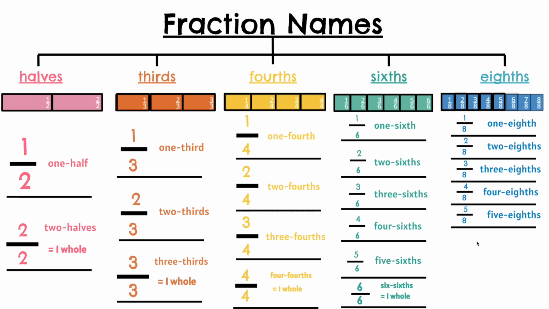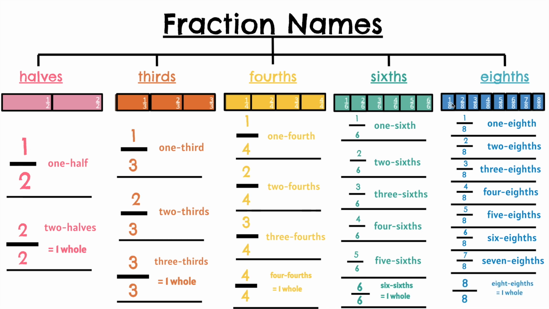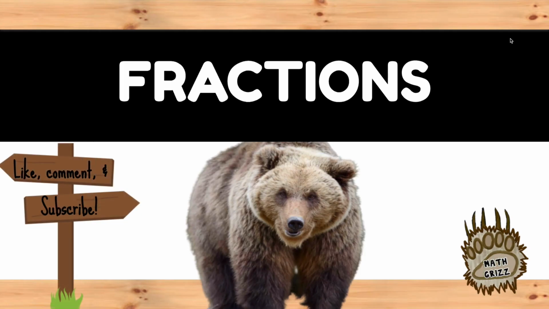5/8. Another eighth would give us 6/8. Another eighth would give us 7/8. And if we have all 8, we have 8/8. And if we have 8 equal parts of a whole that only has 8 parts, we have the whole thing.